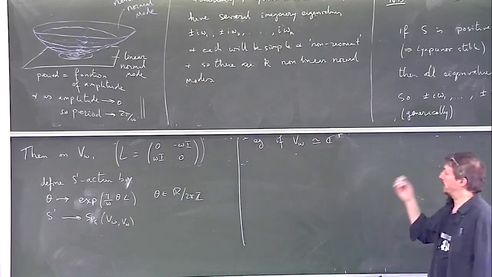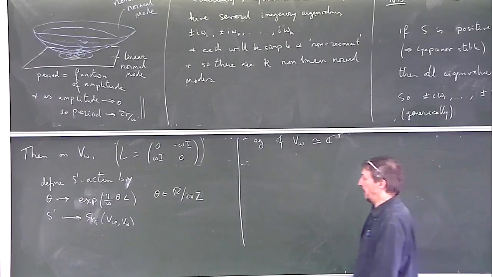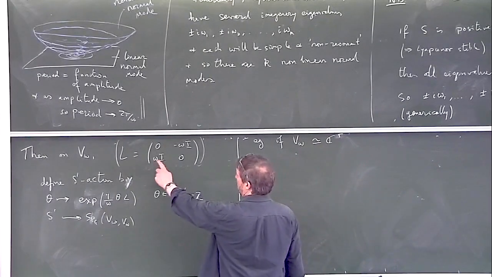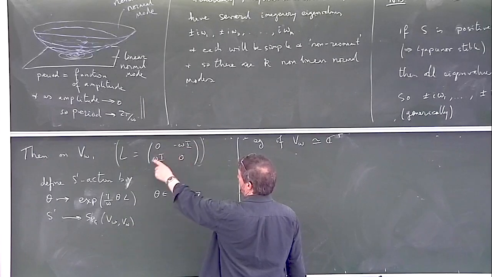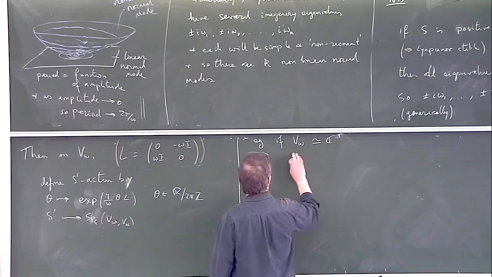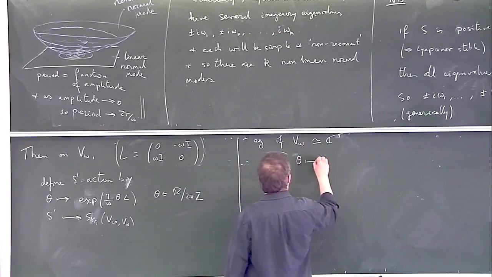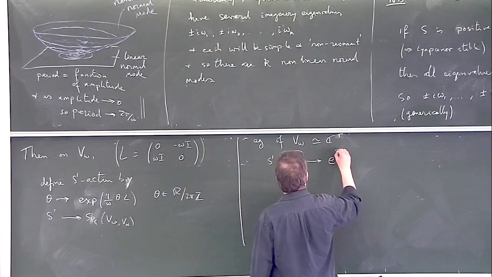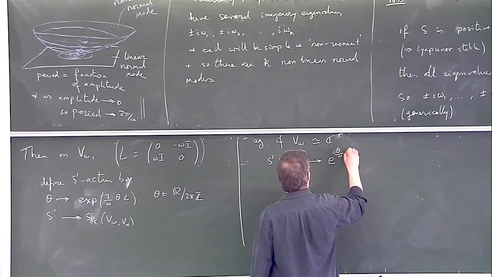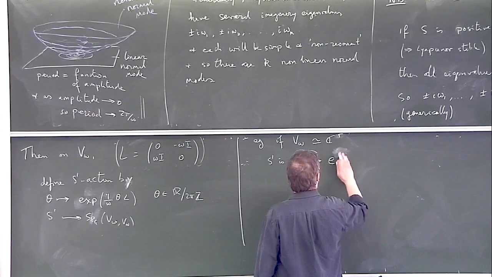So if V, omega is always symplectic, so it's even dimensional, so you can make it look like C^n. Then L is multiplying, you can identify this matrix with multiplication by i. So, e to the i theta.